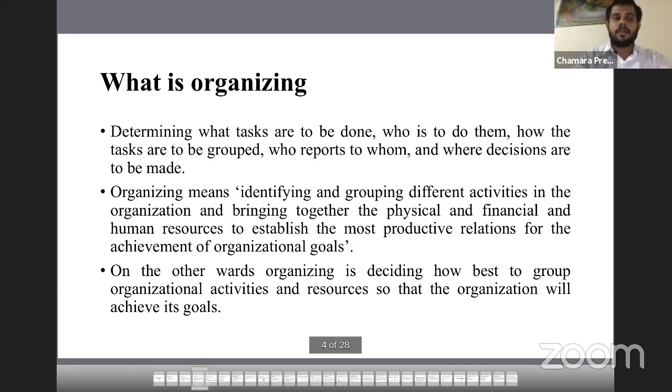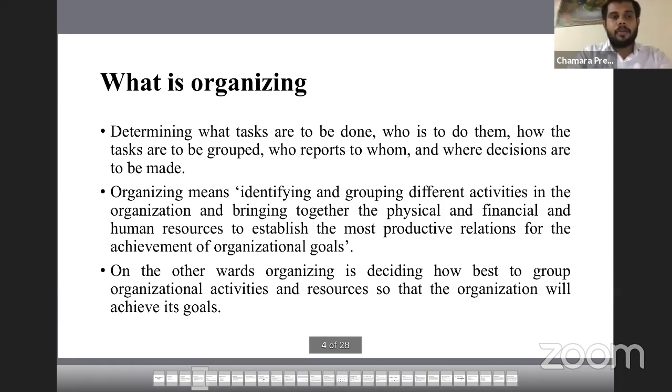Now we need to see how you can do it. Now you have the understanding of identifying tasks to be done and who is to do them, how the tasks are to be grouped, all these things now you know, right? But how we are going to do it, that is the problem that we have next. So for that, we have a process called the organizing process, which involves several steps that we use to structure an organization, right? Starting off with the first, identification and division of work.